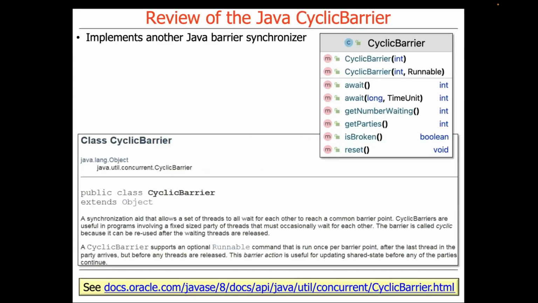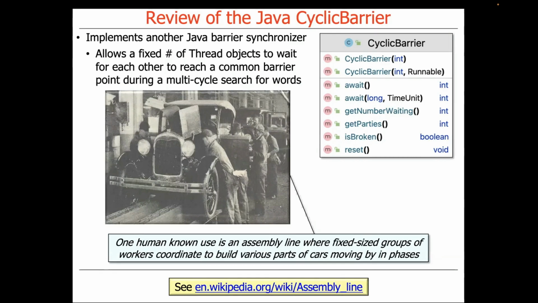So CyclicBarrier is another Java barrier synchronizer. You can see it's got a few more methods than CountDownLatch has. And what it does is it allows a fixed number of thread objects to wait for each other to reach a common barrier point during a multi-cycle search for words.